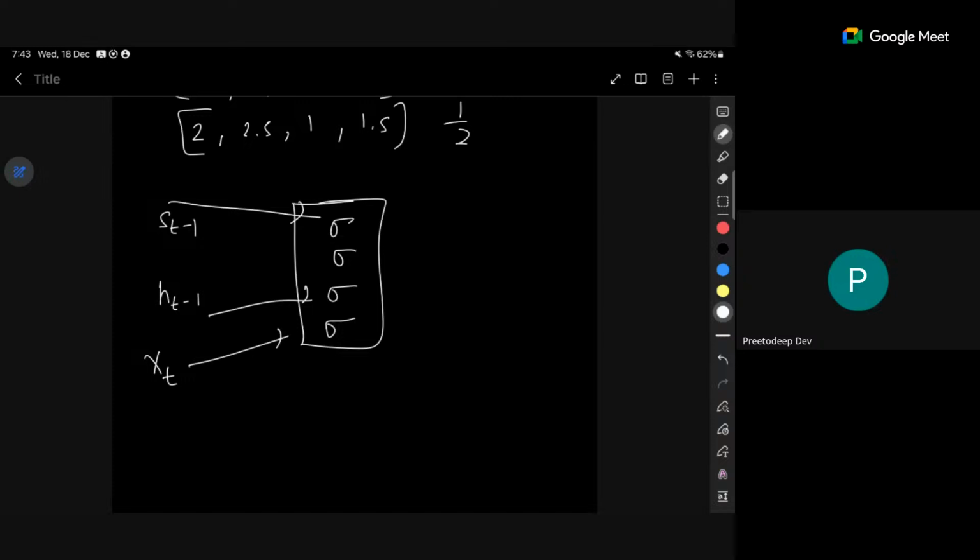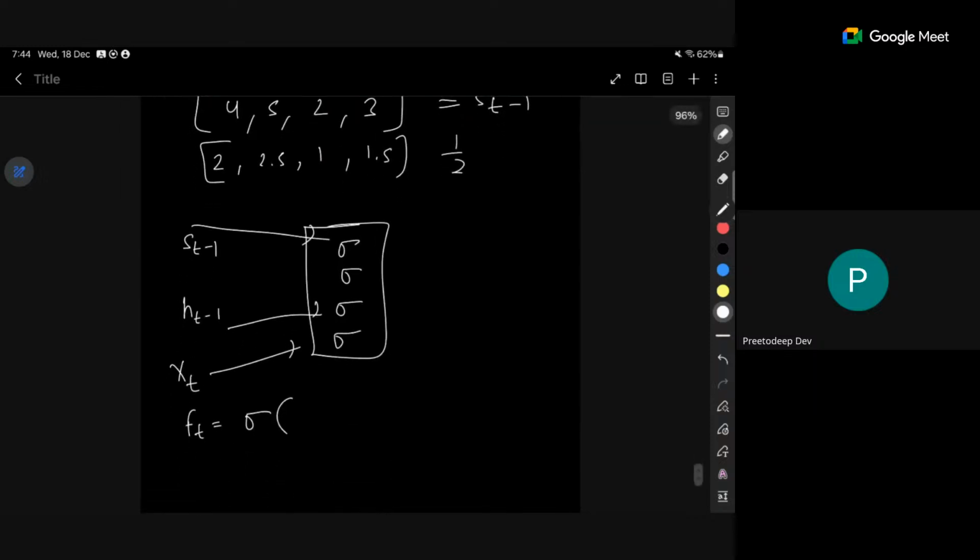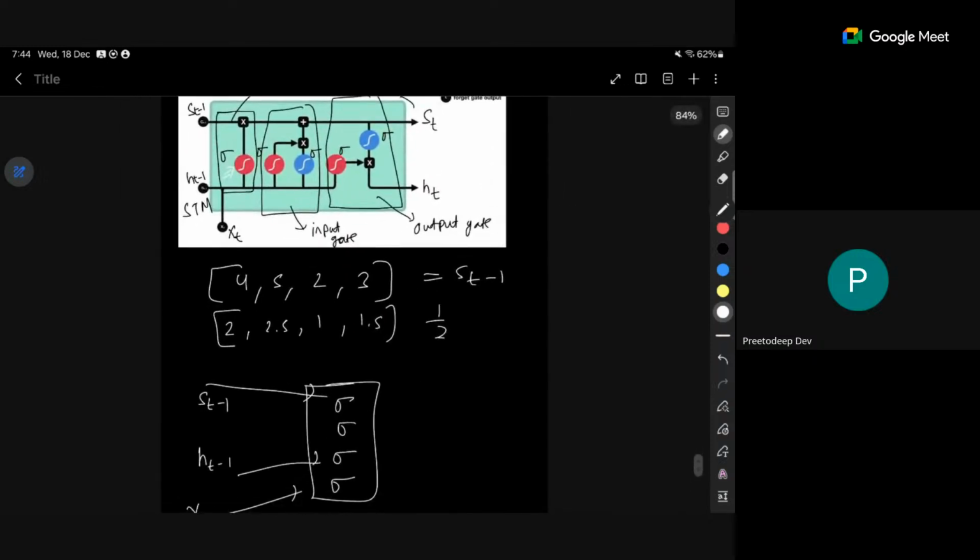The equation we use is sigmoid of, okay, ft. If you see this, not all of them are going to sigmoid. Sorry, my mistake. Only these two are going to sigmoid.